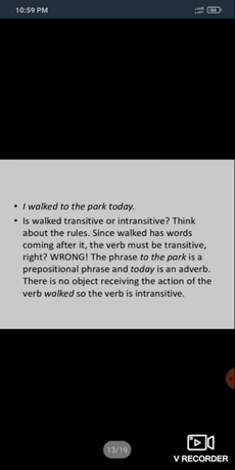Now the next one is: I walked to the park today. Is walked transitive or intransitive? Then think about the rule that since walked has words coming after it, the verb must be transitive because it has "to the park today." Right? Wrong. The phrase "to the park" is a prepositional phrase and "today" is an adverb. So there is no object receiving the action of the verb. So walked is an intransitive verb.